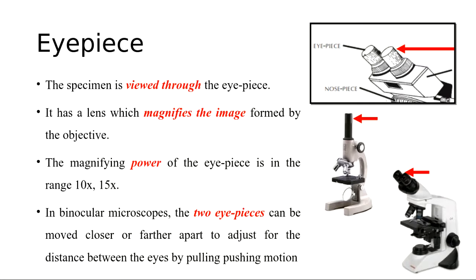So what is the use of eyepiece? See what arrow we have marked in the microscope. See, binocular or monocular microscope. What we are focusing on here is an eyepiece. So what is eyepiece?